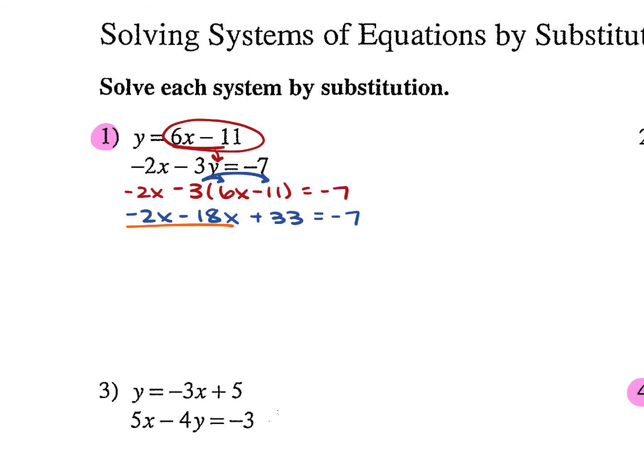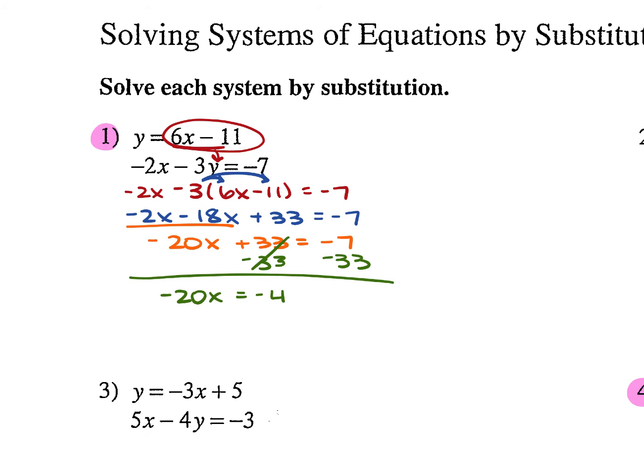Combine your like terms from here. So this gives us negative 20x plus 33 is equal to negative 7. We're going to subtract 33 from each side. So we have negative 20x is equal to negative 40. From here, divide each side by the negative 20. This gives us an x of 2.